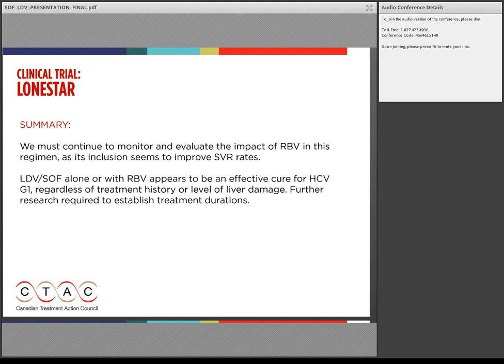So what are our takeaways here from LONESTAR? One of the takeaway messages, I think, is that Ledipasvir is an effective cure for hepatitis C genotype 1, regardless of treatment history, regardless of liver damage. Now, this echoes earlier trial findings as well, but LONESTAR helps further focus trial objectives into evaluating the impact of ribavirin and whether or not the treatment duration can be reduced to as little as 8 weeks.